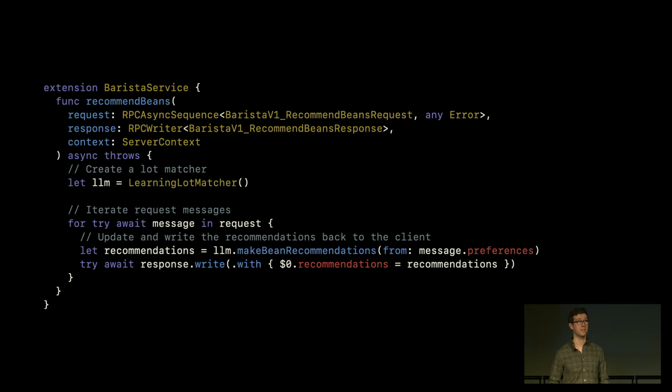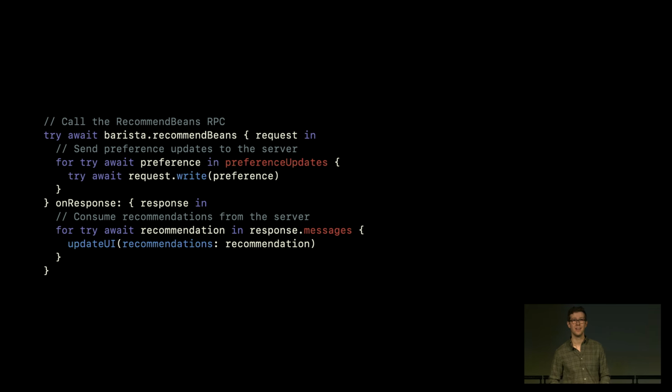When the client stops asking for recommendations, the loop exits and the function returns, ending the RPC with an OK status. So let's look at the client call. Again, the API takes advantage of structured concurrency, making it easier for you to reason about the lifetime of resources used by your RPC.